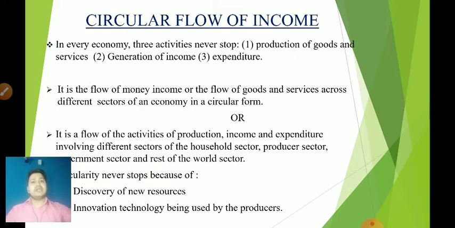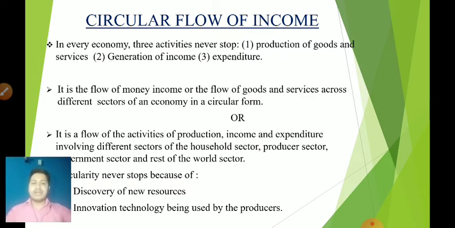The first one is, it is the flow of money income or the flow of goods and services across different sectors of an economy in a circular form. We all are familiar with the concept of a circle. So when the money income or goods or services flow in different sectors of the economy, from household to firm sector, from firm to household sector, then this circular form is known as circular flow of income.